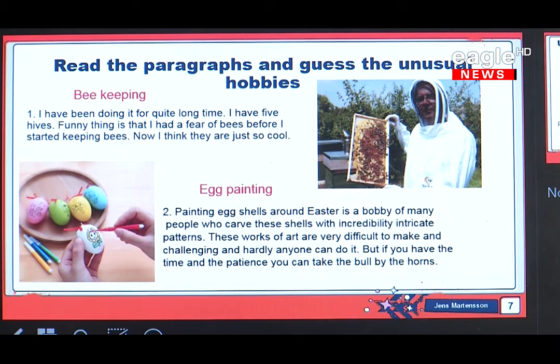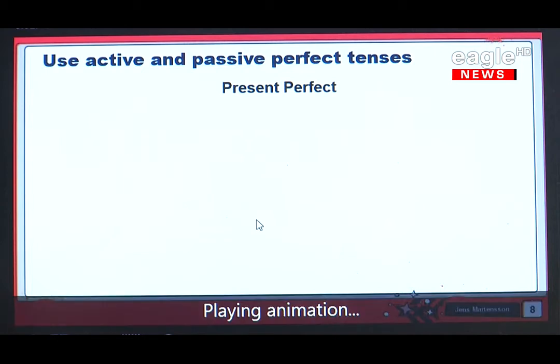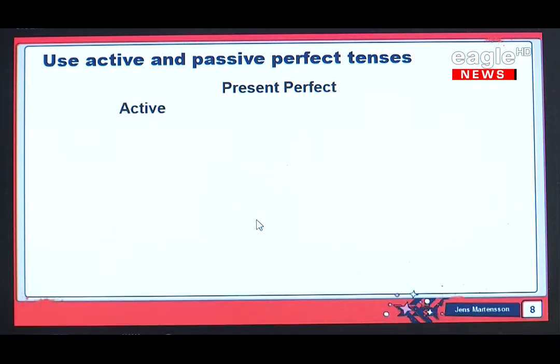So, you will write about your hobbies like these activities. We are going to use active and passive perfect tenses. First, the verb tense is present perfect. In active voice, its form is subject plus have/has plus past participle plus object.